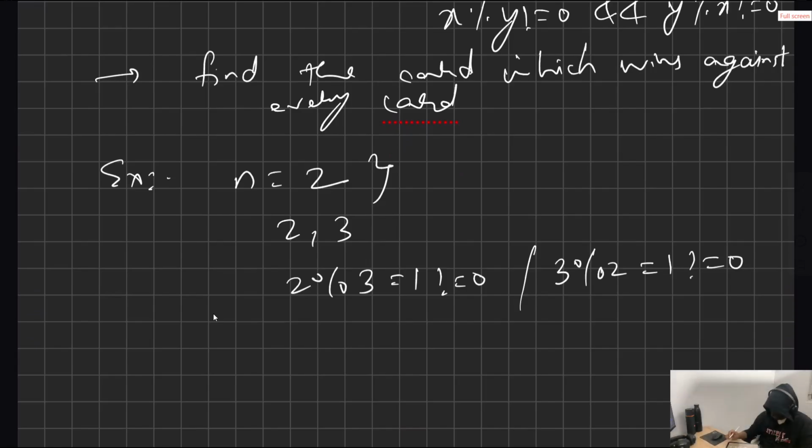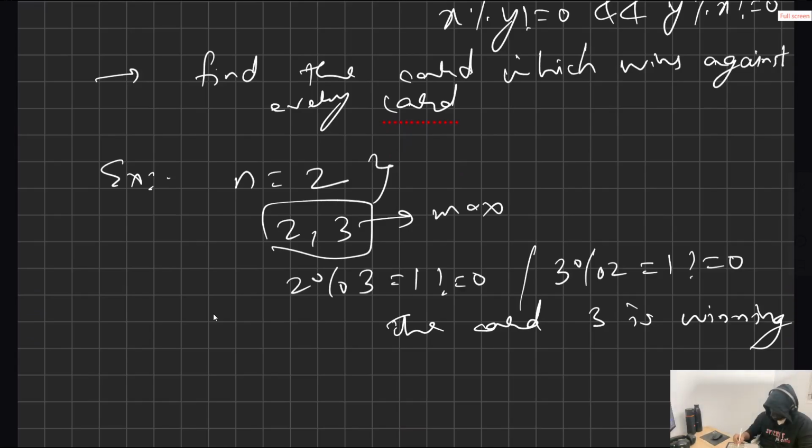So in this case, the card 3 is winning, because they are not divisible by one another, so the higher card wins. The maximum is 3, and 3 has to win against only card number 2. So it has only one card, so it is winning. So in this case we need to return yes, there exists a card which is winning against all the cards.